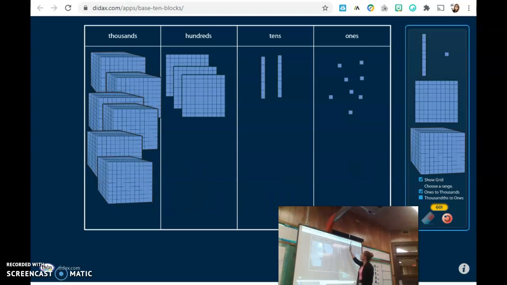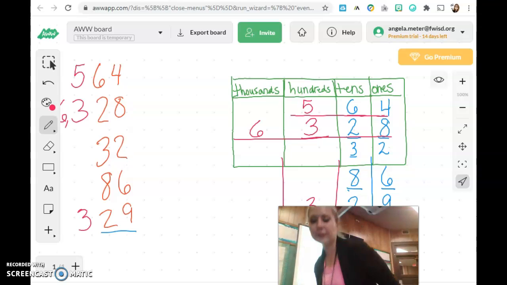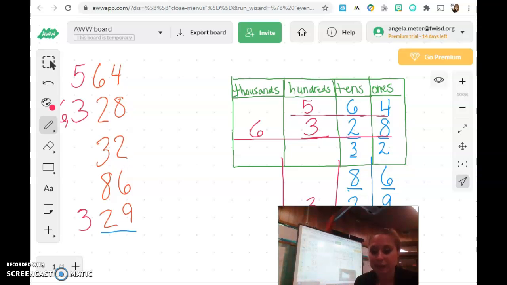So my place value chart helps me separate my numbers, my digits, into their places. So I can see how many of each place value I have. Okay? I can see the value of each number, which we're going to get into the value in a little bit.